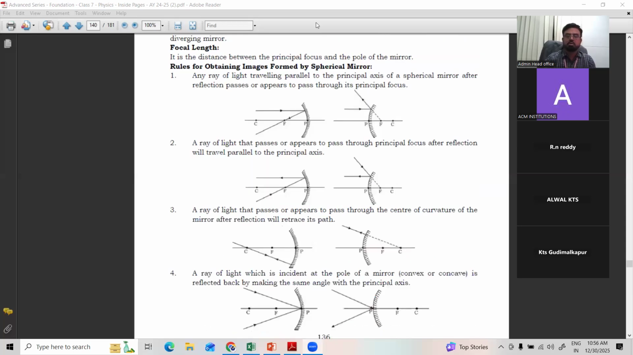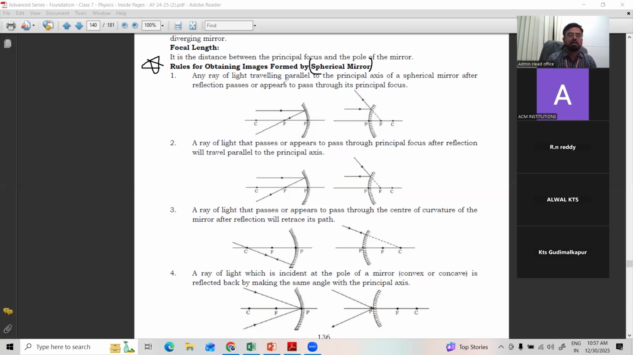Now, the very interesting part, which we already discussed in the last class, outlines: rules for obtaining the image formed by the spherical mirror. So to obtain the image, how will the image come? Further, there are some standard rules, these.